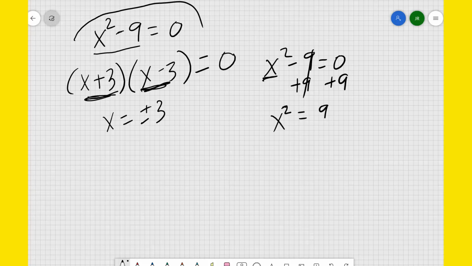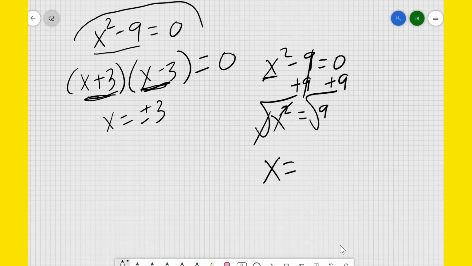So now to get x by itself, I need to get rid of this exponent, that squared exponent. How do I get rid of a squared exponent? I have to do the opposite of a squared exponent. The opposite of an exponent is a root. So to get rid of a squared exponent, I will use a square root. And whatever I do to one side, I do to the other side. So that square root cancels out that squared exponent, and it leaves me with x by itself.